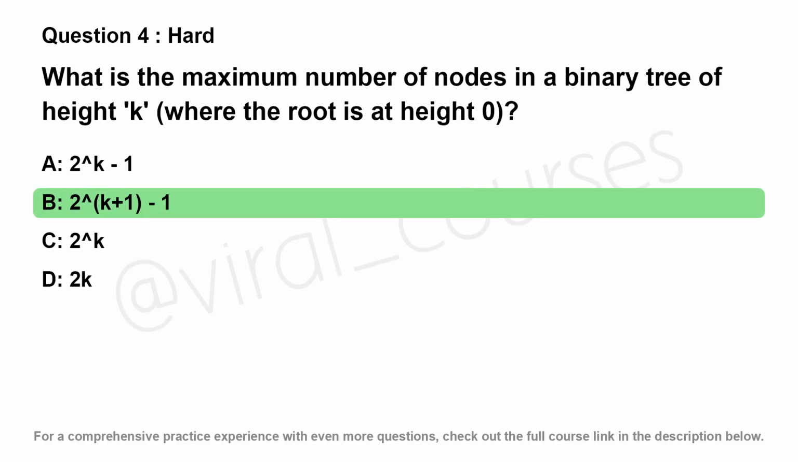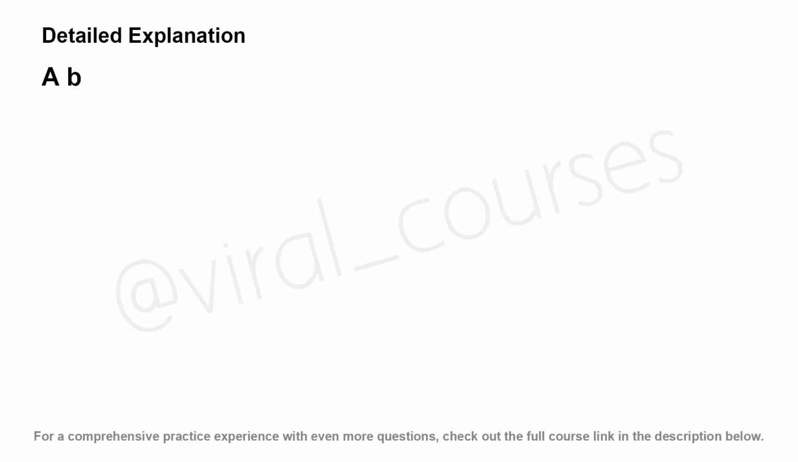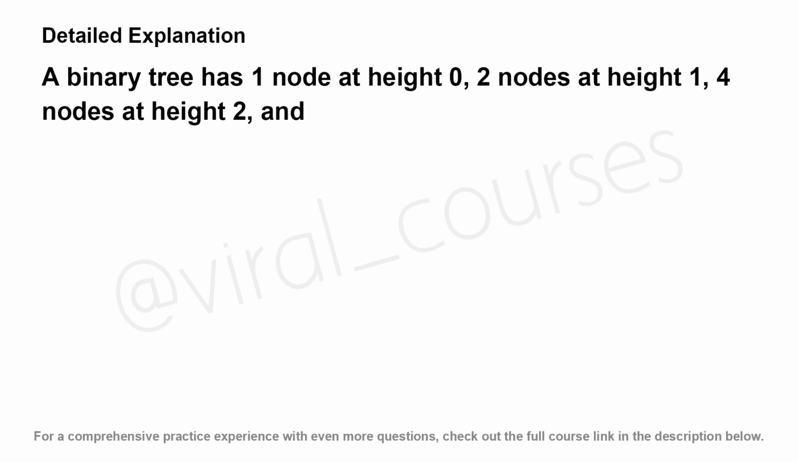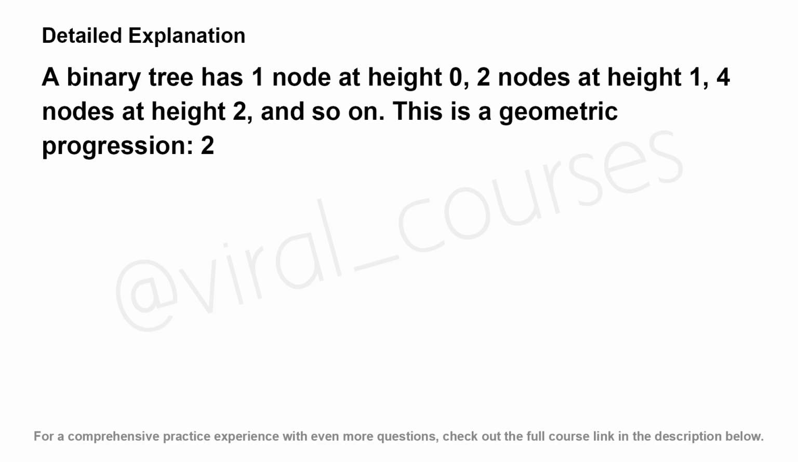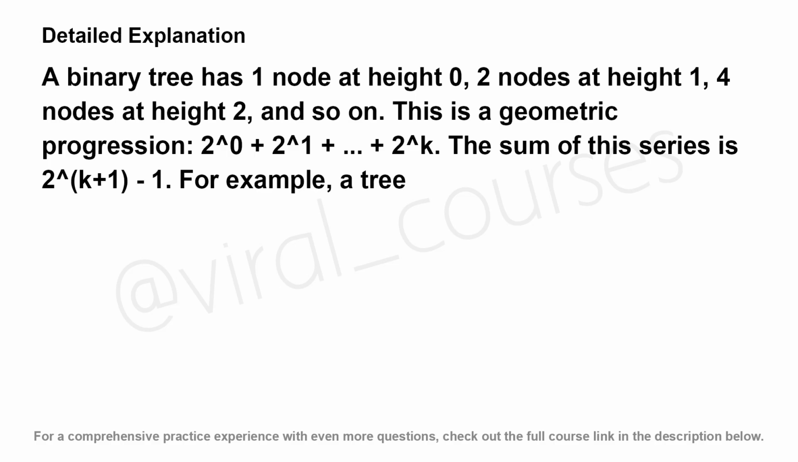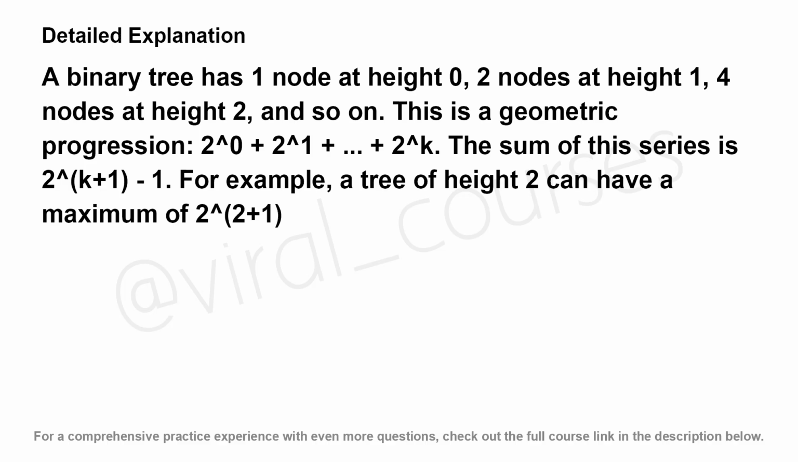The correct answer is B. A binary tree has one node at height 0, 2 nodes at height 1, 4 nodes at height 2, and so on. This is a geometric progression: 2^0 + 2^1 + ... + 2^k. The sum of this series is 2^(k+1) - 1. For example, a tree of height 2 can have a maximum of 2^3 - 1, which equals 7 nodes.